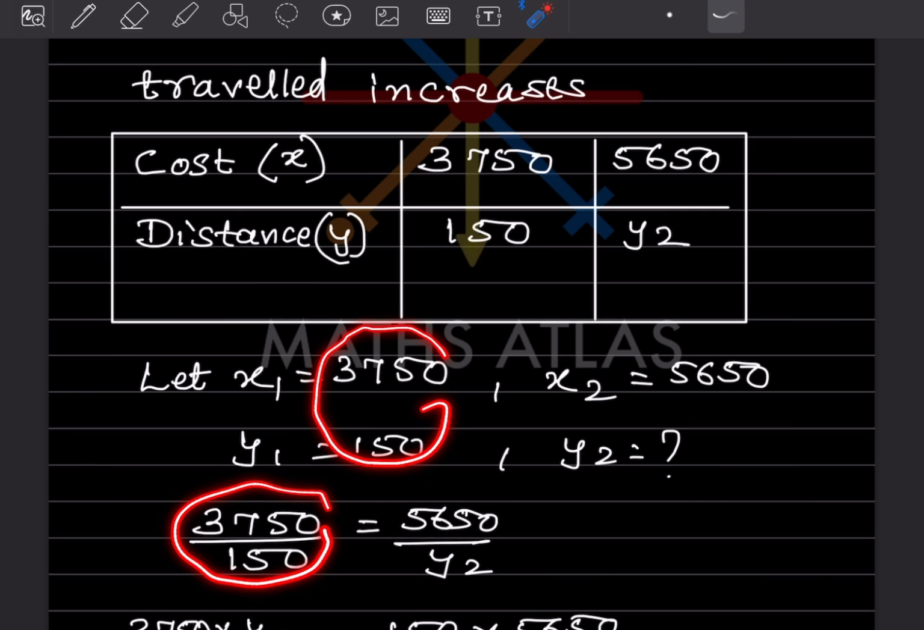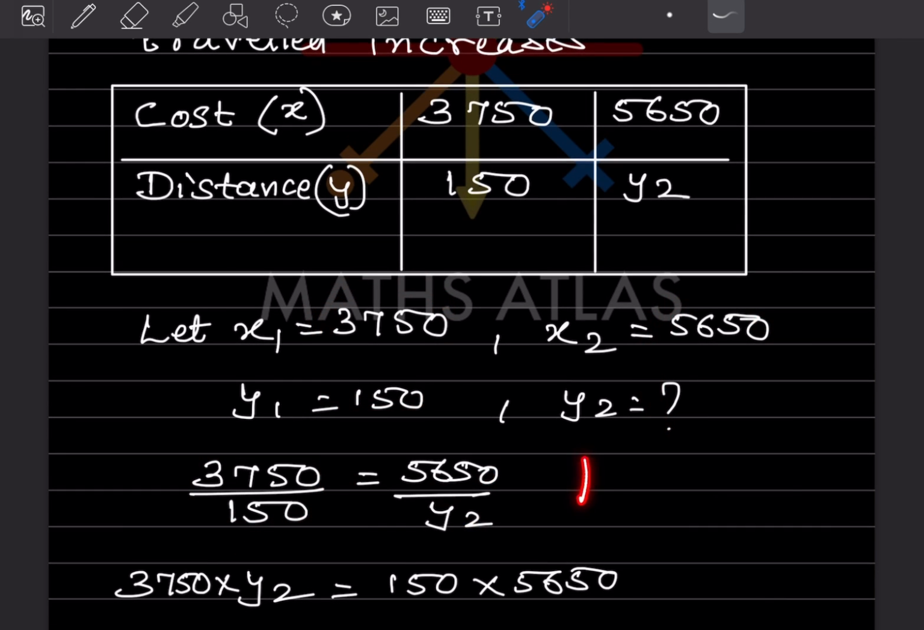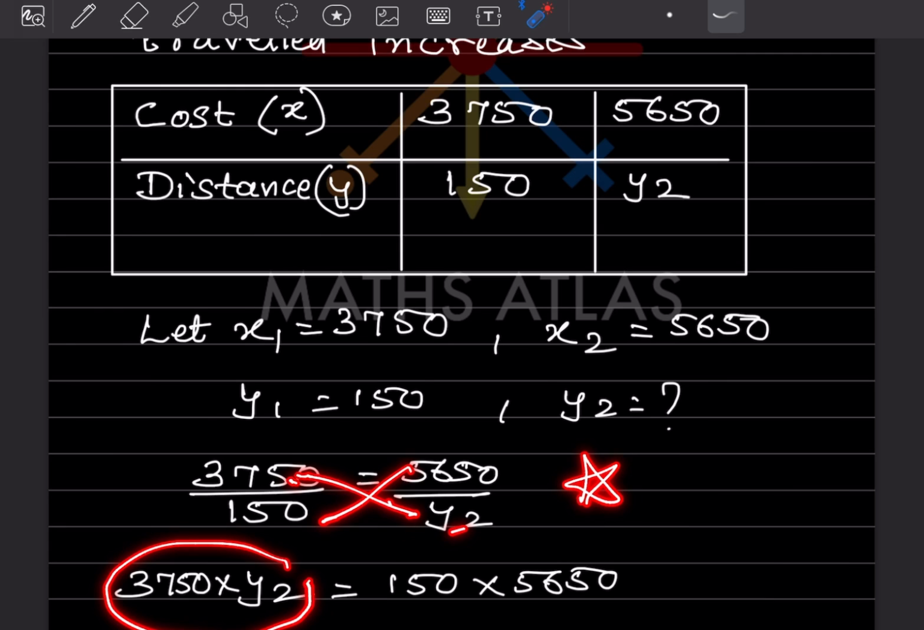So this is here, and this is x2 by y2. We don't know what is y2, so we can write here 5650 by y2. So if you have done this part, now later on we are going to cross multiply it. So what will you write here? 3750 into y2. So this is on the left hand side.